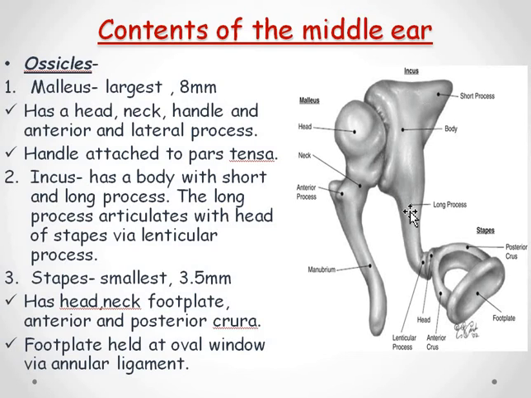Next, this is the incus. What does the incus have? The incus has a short process, the long process, the body, and the lenticular process. The long process articulates with the head of the stapes. And the stapes is the smallest, 3.5 millimeters. It has a head, neck, and foot plate. So this is the head, neck. This is the foot plate, and these are the two cruras, the anterior and the posterior cruras. The foot plate is held to the oval window by the annular ligament.